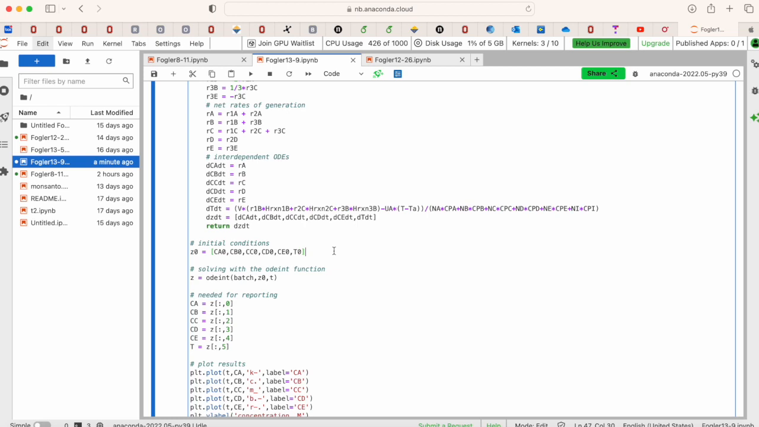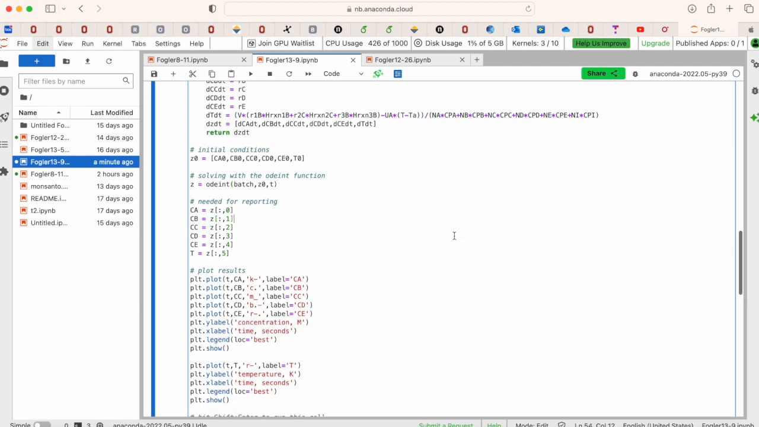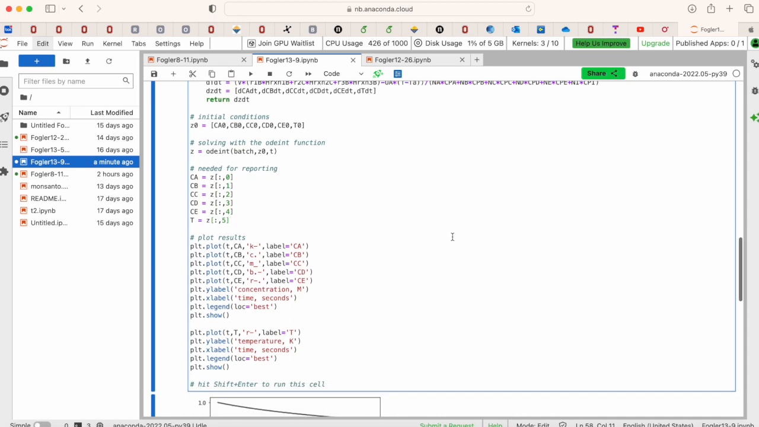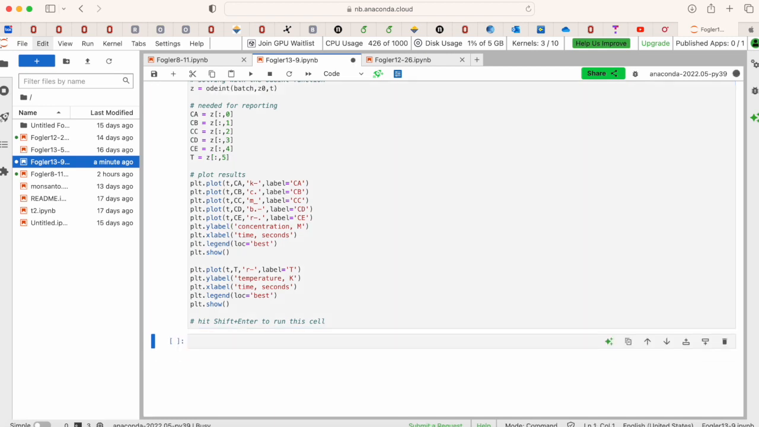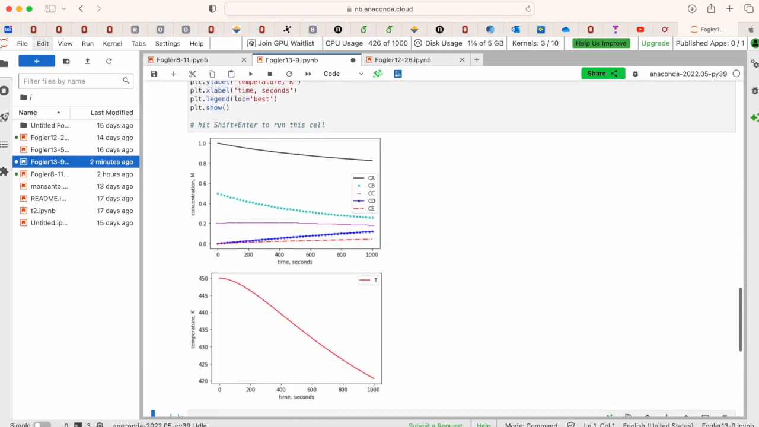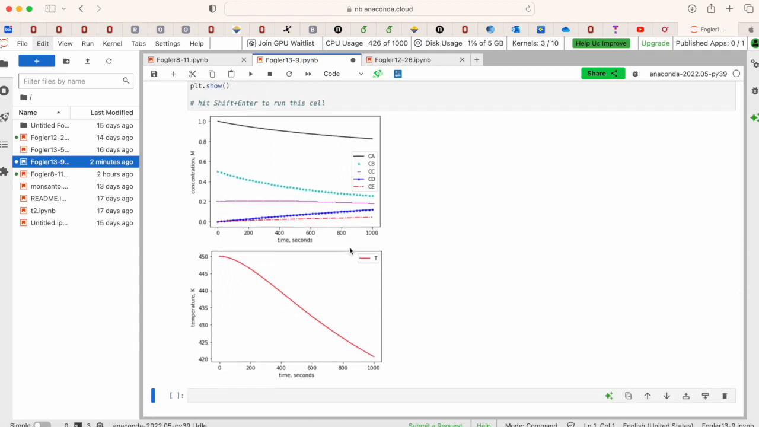Here's my list of initial conditions. I've defined all of these above, and here's what I'm going to use to solve. When I solve the equation, I want to report back all the concentrations and the temperature because those are what I want to plot. So I can run this cell, and as you can see, I've already done that before. I'm going to plot my concentrations in one graph and my temperature in another graph.